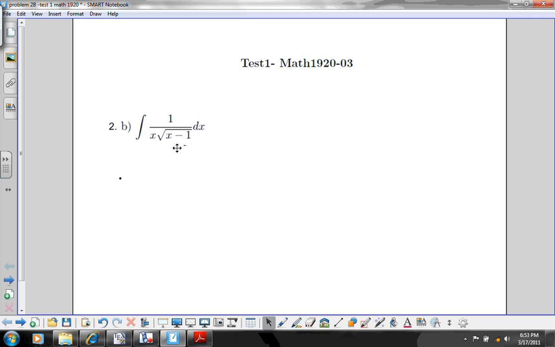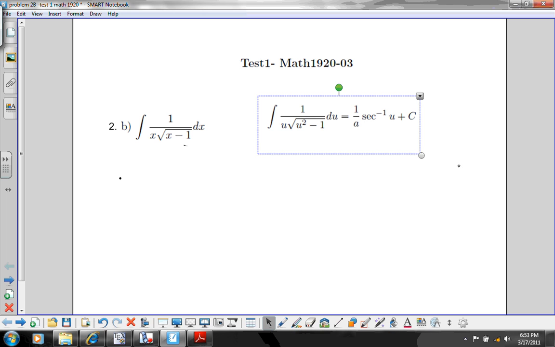trig functions that we've got, and the only one that has something on the outside and a square root on the inside is actually this one over here, 1 over u square root of u squared minus 1 du. So here, if you look at it, you don't have u squared, you have this x over here, and then you've got this 1 over here.